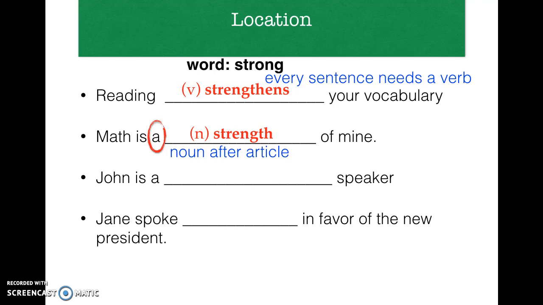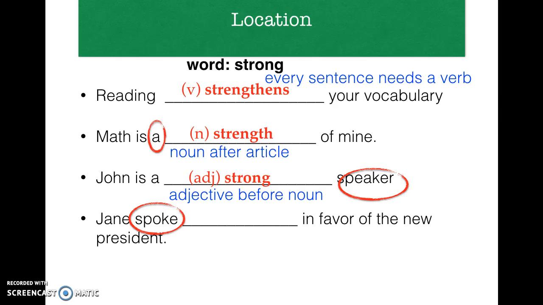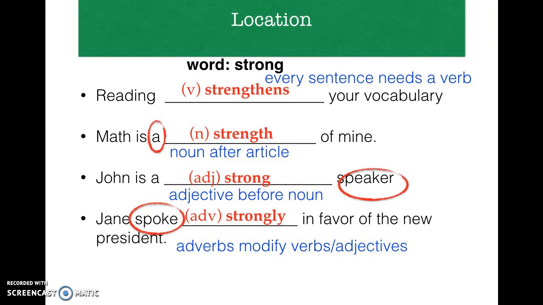The next one we have, John is a speaker. Now we have an article, but we have the noun here. Speaker is a noun, and as you might know, adjectives usually come before nouns. So the adjective form here would be best. Adjective, strong. The last one, what's being modified, is a verb. And if a verb or an adjective is being modified, we use the adverb form, which is usually ly.